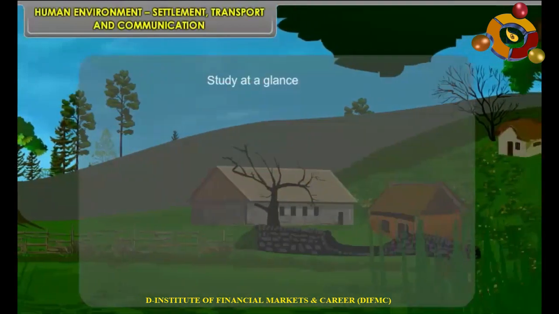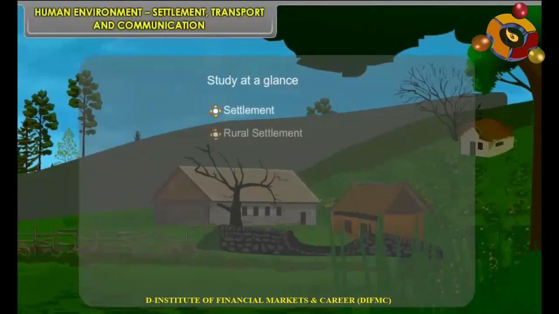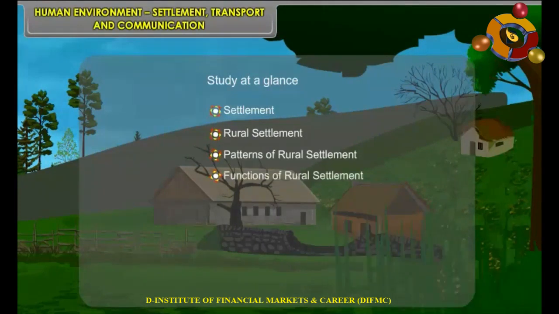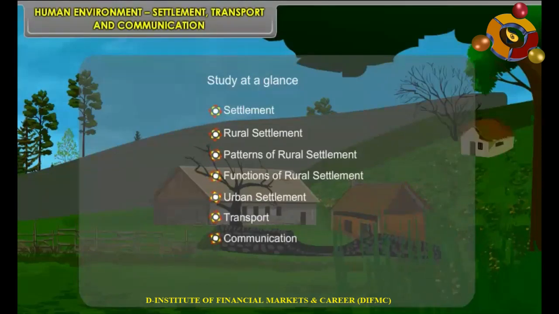Study at a glance: settlement, rural settlement, patterns of rural settlement, functions of rural settlement, urban settlement, transport, communication.